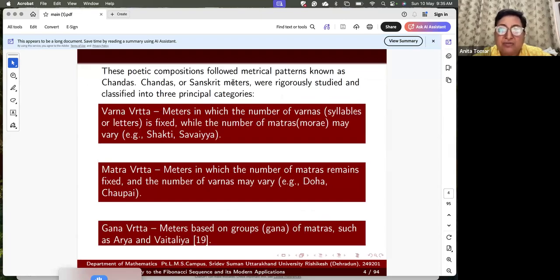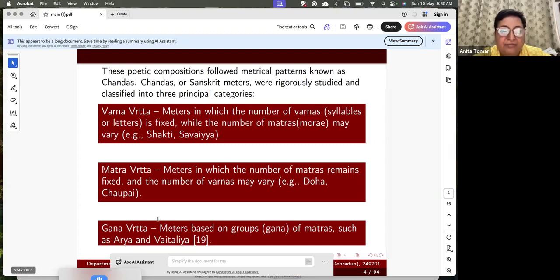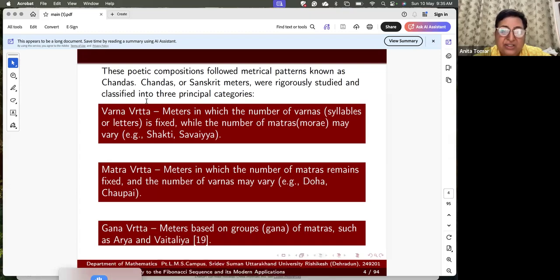Chandas, or Sanskrit meters, were rigorously studied and classified into three principal categories: Varnavrata, Matravrata, and Ganavrata. Varnavrata means meters in which the number of varnas is fixed, while the number of matras may vary, like in Shakti and Savaya. In Matravrata, the number of matras remains fixed and the number of varnas may vary, like in Doha and Chaupai. And in Ganavrata, meters are based on groups of matras, such as Arya and Vaitali.